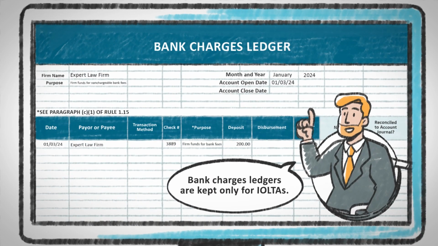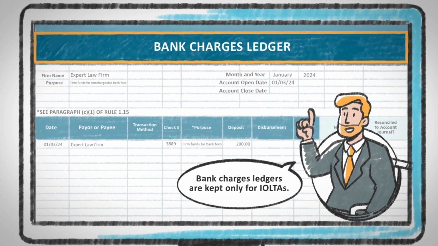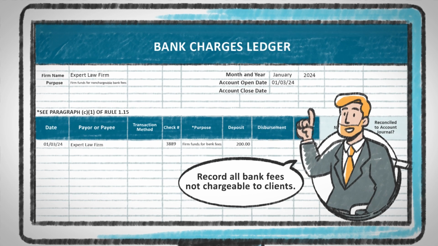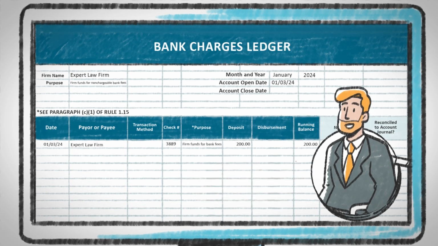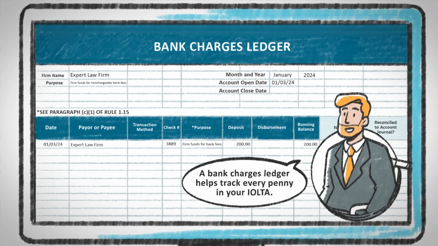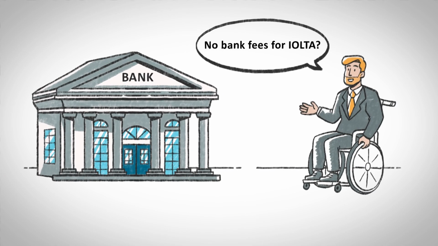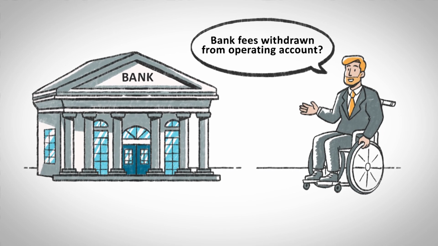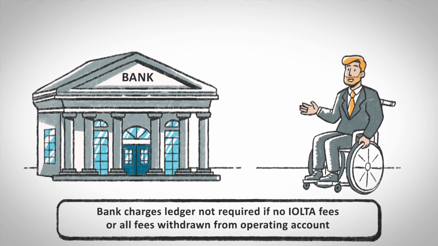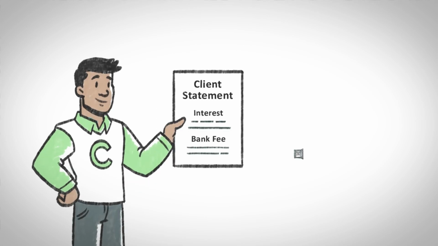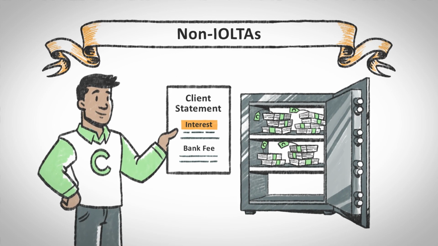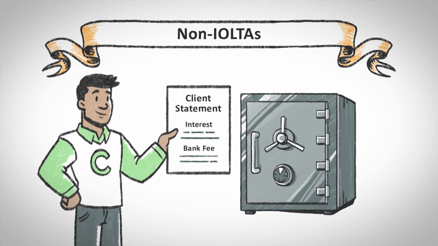There is one other type of individual ledger, and that is a bank charges ledger. A bank charges ledger is identical to a client ledger and accounts for all bank charges paid for by your firm. It is necessary to track firm funds used to pay fees to account for every penny in your IOLTA. If your bank does not charge any fees for your IOLTA, or bank fees are withdrawn directly from your operating account, a bank charges ledger isn't required because you would not keep any firm funds in your trust account. For non-IOLTAs, interest is paid to the client and all bank fees are attributable to the client, so no firm funds are kept in the account.